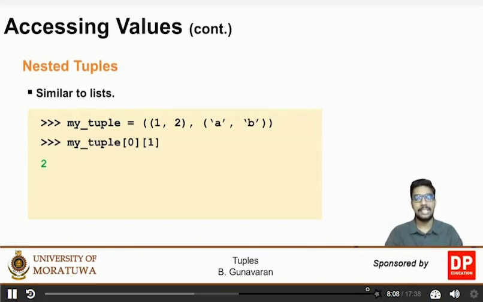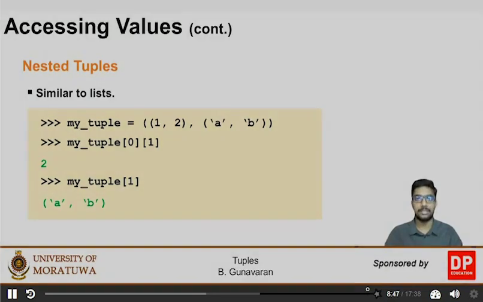First, we need to access the inner tuple at index 0, and inside that inner tuple, 2 is located at index 1. Hence, we call myTuple within square brackets 0 and 1, where the 0 points to the inner tuple at index 0, and 1 points to the element at index 1 inside that inner tuple. Similarly, if we want to access the inner tuple that contains the values a and b, we know that it is located at index 1. Hence, calling myTuple within square brackets 1 will output the entire tuple at index 1 as shown here.